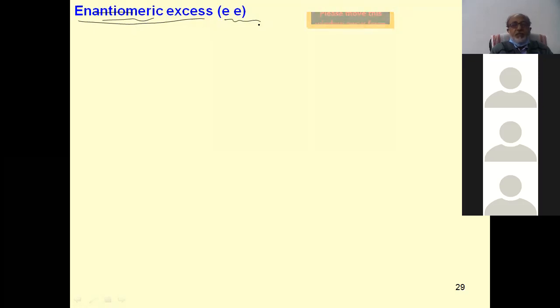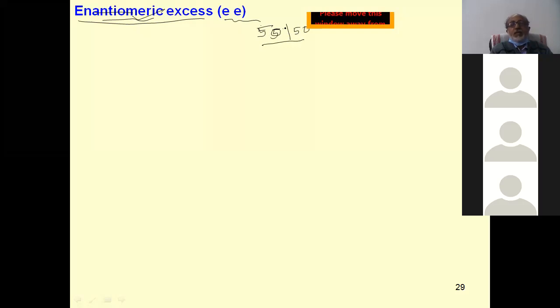Now, what is a racemic mixture? A racemic mixture will have equal proportion of dextro and levo isomer, right? That means 50-50. 50% dextro and 50% levo will be their enantiomers. If the enantiomers are present in this ratio, then it is called a racemic mixture.